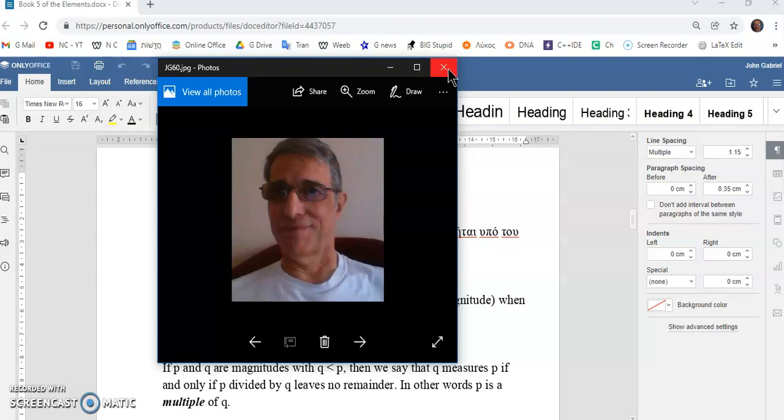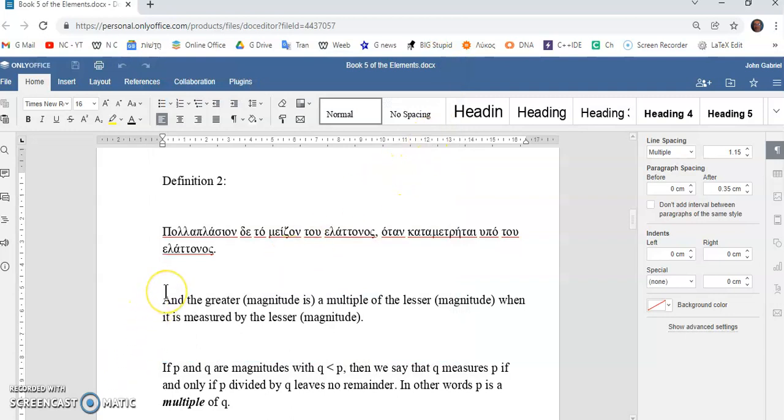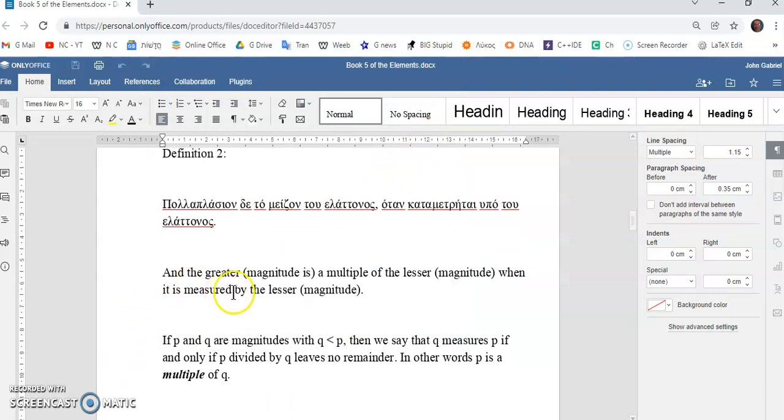So in this video, I'm going to be talking about the second definition in Book 5, which is also a very important definition because it is all about measure and how the ancient Greeks established the operations of arithmetic using magnitudes. So let's begin. Now, definition 2 says, and the greater magnitude, that is a multiple of the lesser when it is measured by the lesser.